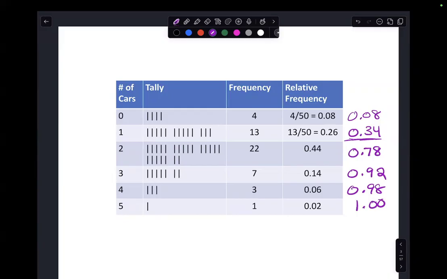1.00. So 98% of the people that we surveyed had four or fewer cars. So this is cumulative relative frequency. You'll see that in some of your homework assignments, and it just means to add them up as you go. It's a great way to be able to tell that number or fewer. I'm trying to remember the example of where we find that, and I can't remember. So, okay, that's the cumulative relative frequency. I'm going to move on.